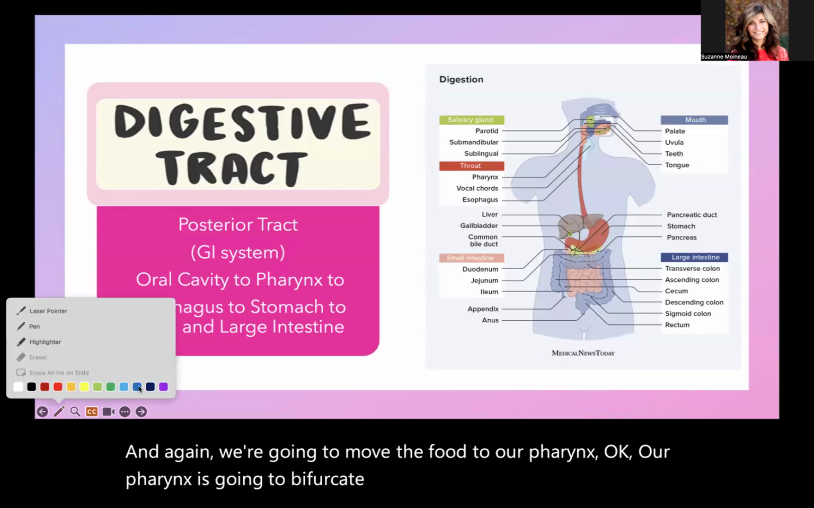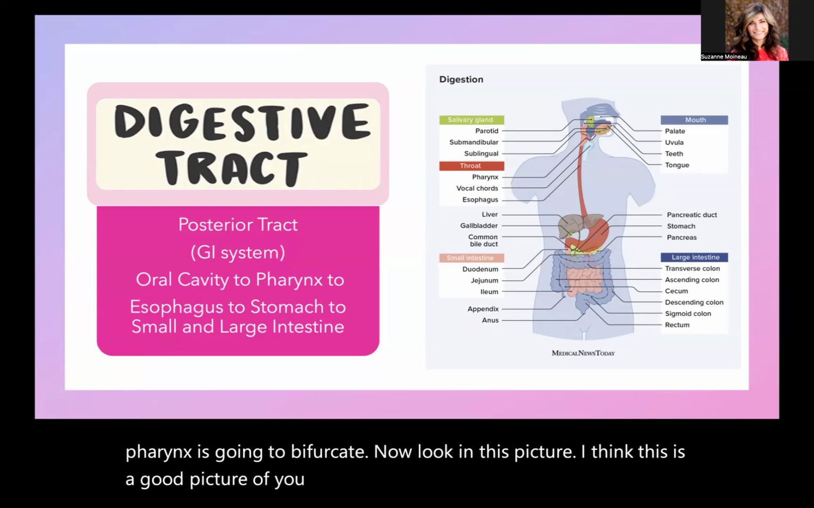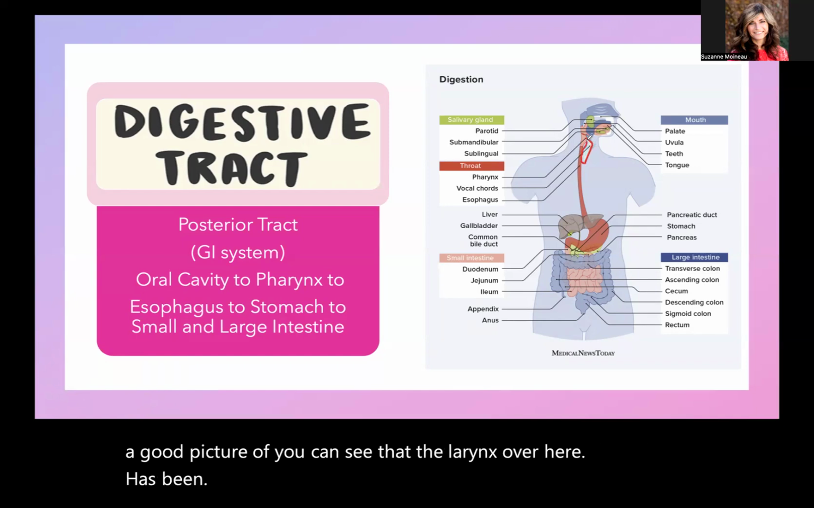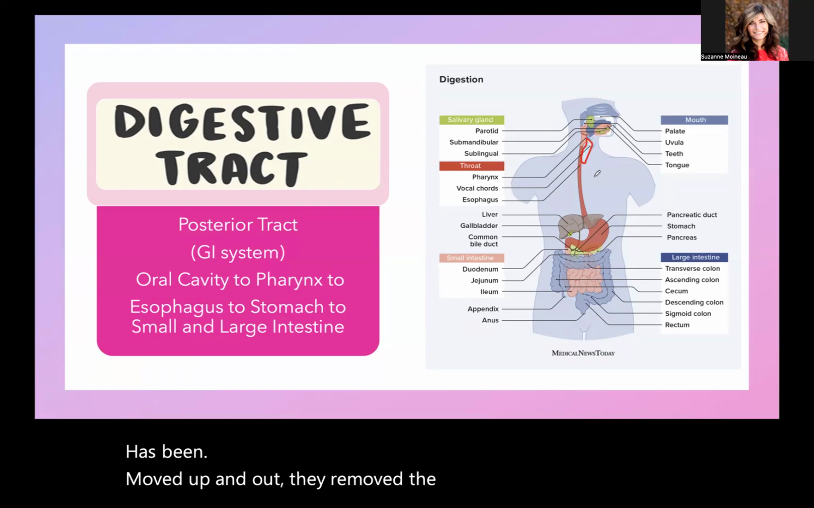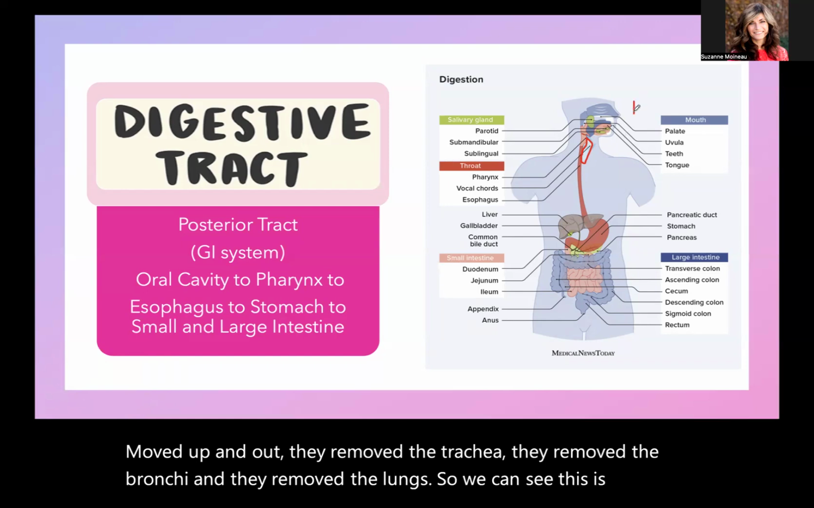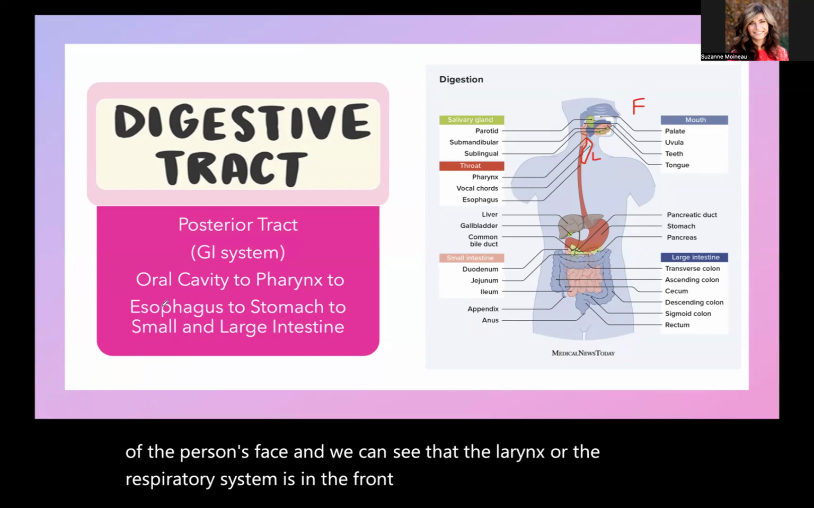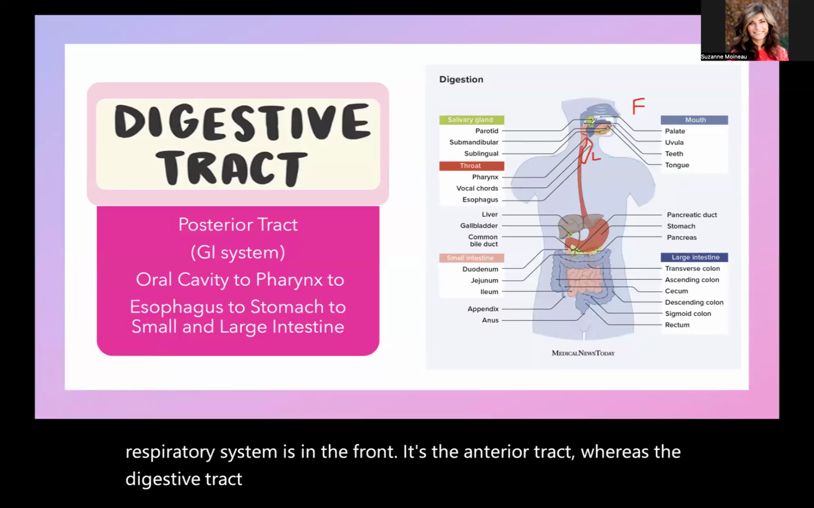Now look in this picture. I think this is a good picture of this. You can see that the larynx over here has been moved up and out. They removed the trachea, they removed the bronchi, and they removed the lungs. So we can see this is the front of the person's face, and we can see that the larynx, or the respiratory system, is in the front. It's the anterior tract, whereas the digestive tract is in the back of this person's body.